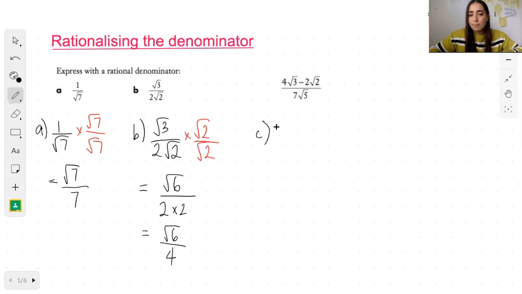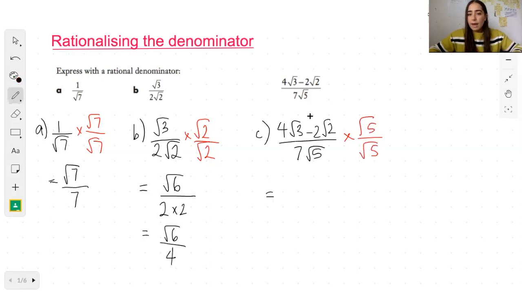Let's call it C. So similar to the previous question, we're going to multiply the top and the bottom by the irrational portion of this denominator, which is the square root of 5. So root 5 over root 5. Now, because there are 2 terms on the top, we just have to be careful and ensure that we're multiplying root 5 by each term.